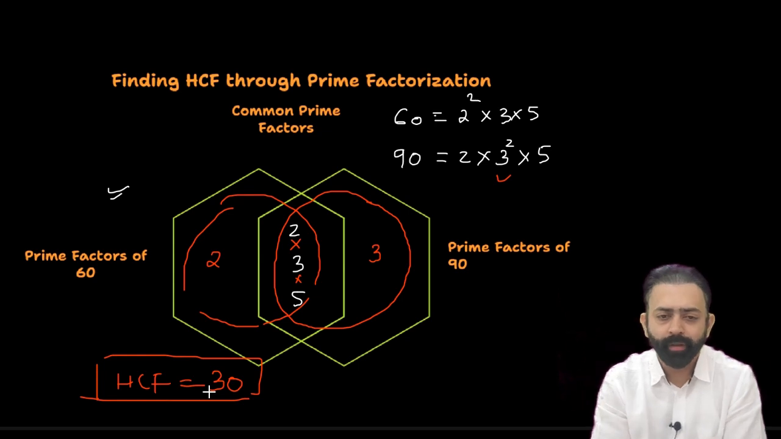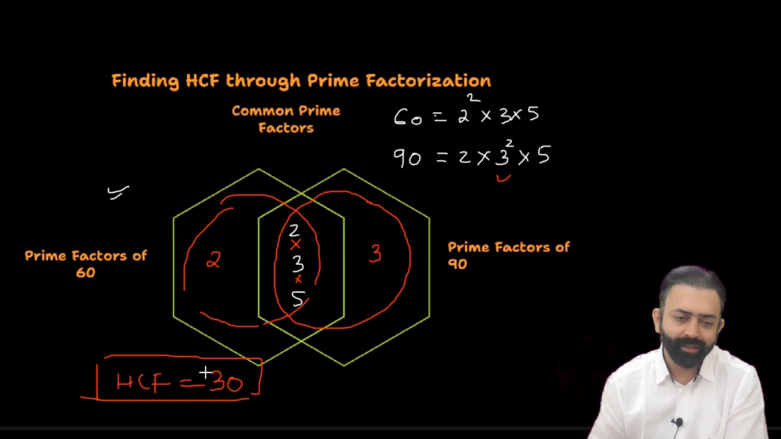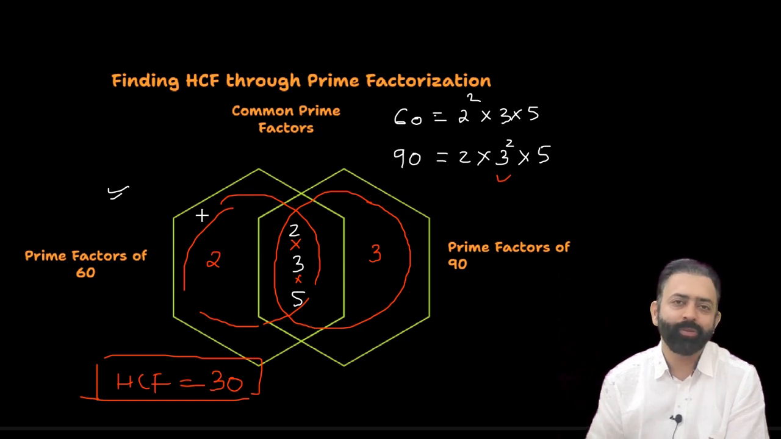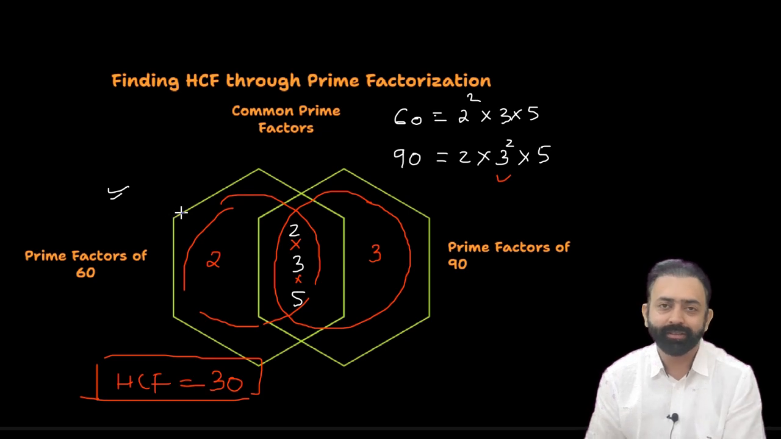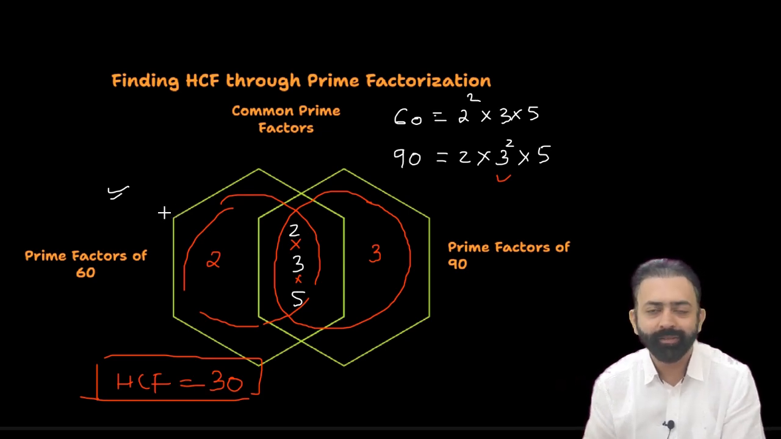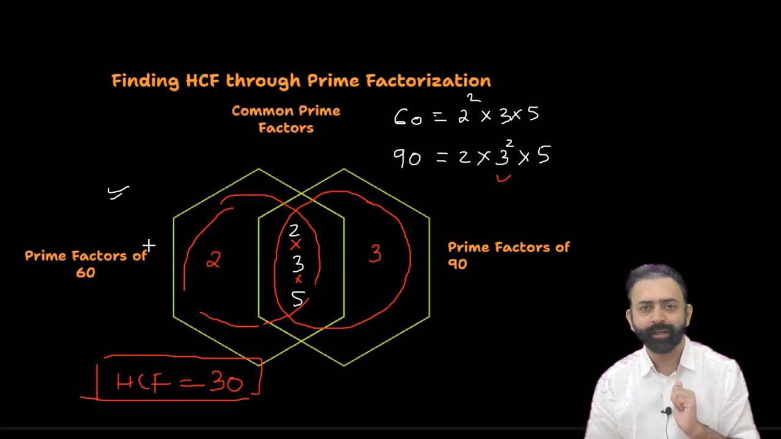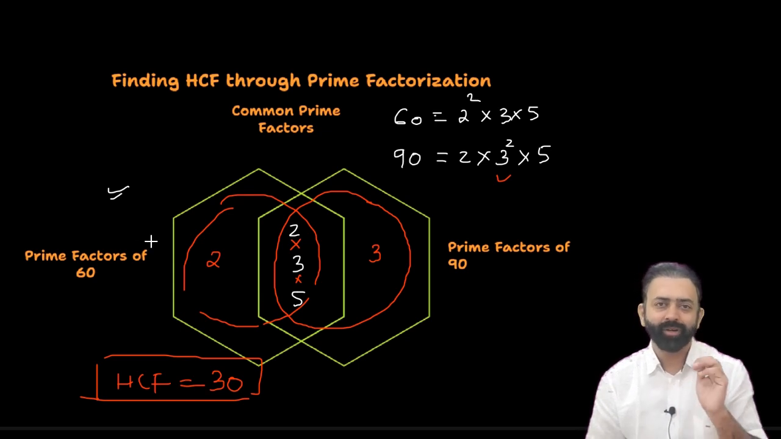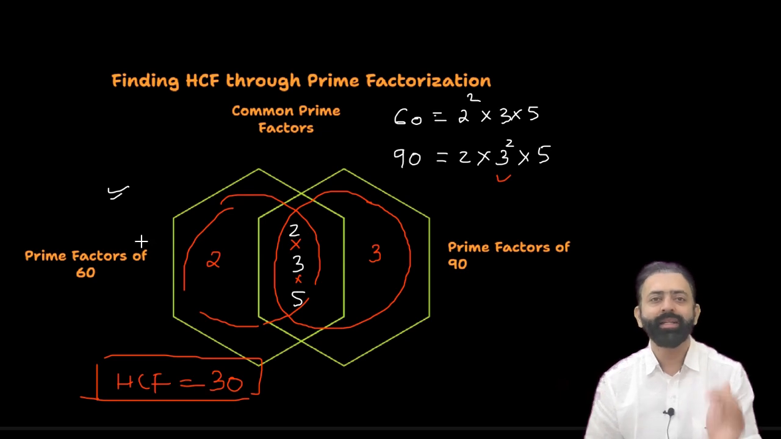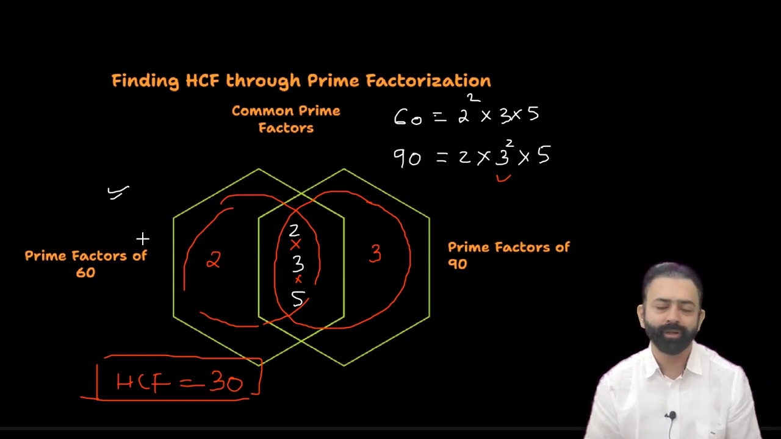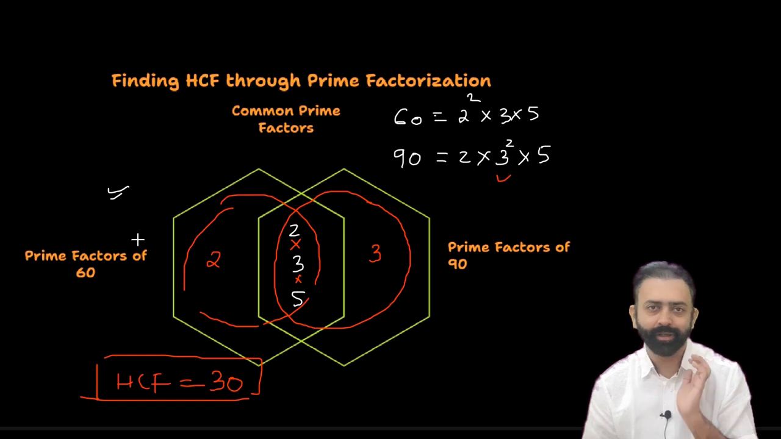Okay. So the thing is, as you can see, the name suggests highest common factor. Let us understand the meaning of this answer. We get the answer as 30, which is less than both 60 and 90. So the highest common factor, whatever the answer is, will always be less than or equal to the given numbers. It cannot be greater than the given number.